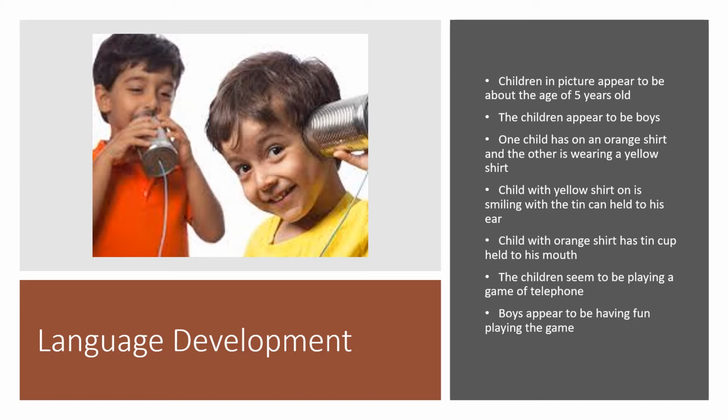So this picture is supposed to be an example of language development. The children in the picture appear to be about age 5 years old. The children appear to be boys. One child has on an orange shirt, and that's the child to the left, and another child has on a yellow shirt, and that is the child to the right. The child with the yellow shirt on is smiling with the tin cup held to his ear. Then you see a child with an orange shirt has a tin cup held to his mouth. The children seem to be playing a game of telephone, and the boys appear to be having a great deal of fun playing this game.